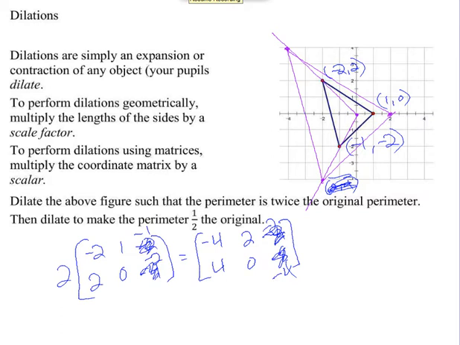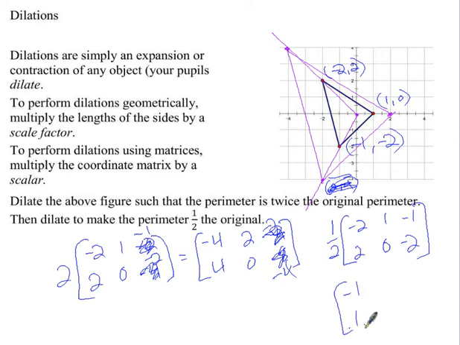What do we get? Tell me the matrix. Well, that'd be half of the original. So that gives me negative 1, 1 half, 0, negative 1 half, negative 1. There you go. So those are the coordinates of your resulting points.